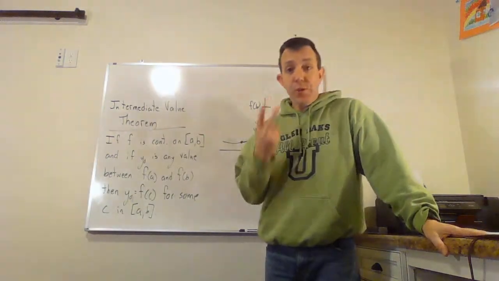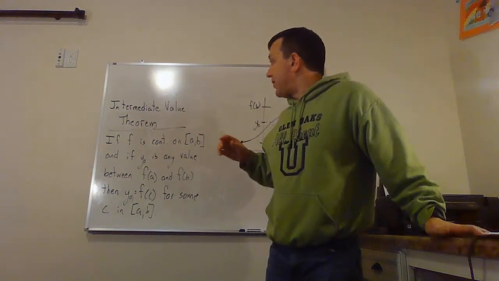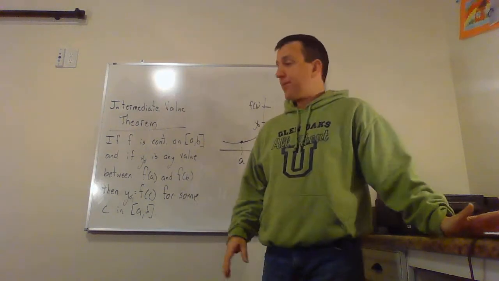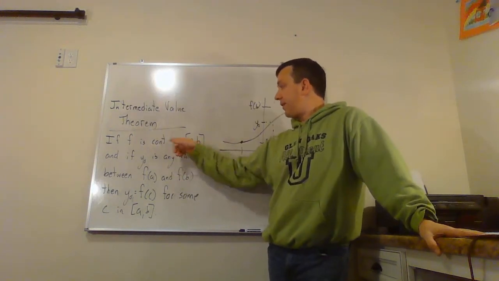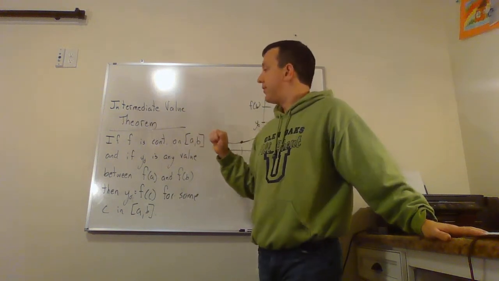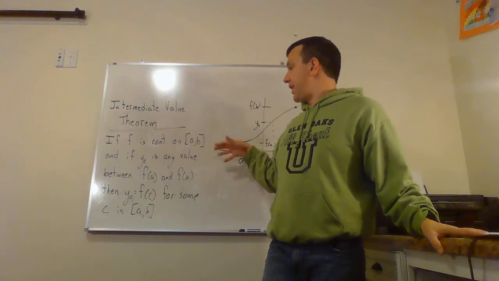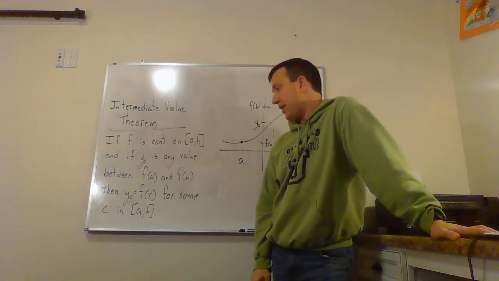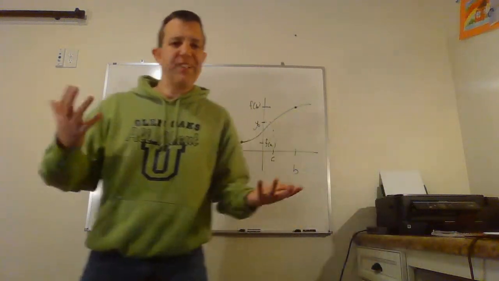All right, we have two more boards, counting this one. Almost done. The intermediate value theorem. The intermediate value theorem says if f is continuous on a closed interval [a, b], so it includes the endpoints, and if y sub 0 is any value between f of a and f of b, then y sub 0 is equal to f of c for some c in the interval. So here's what that means.